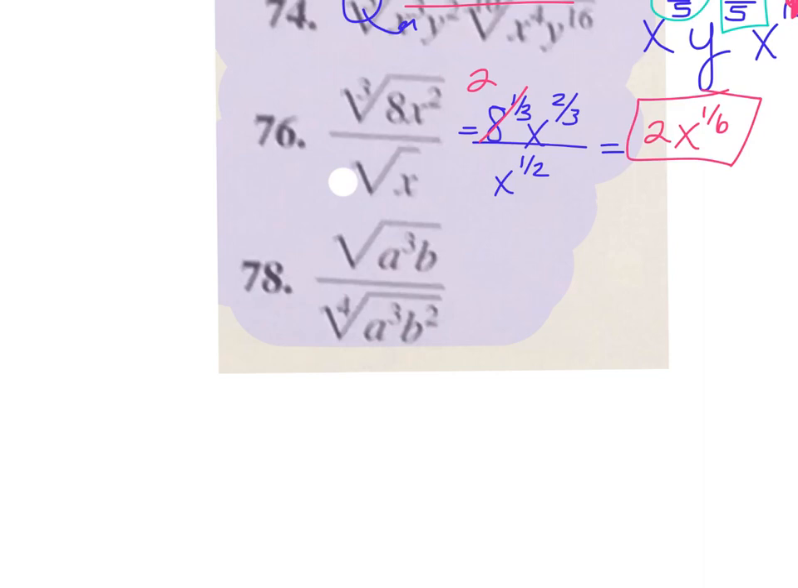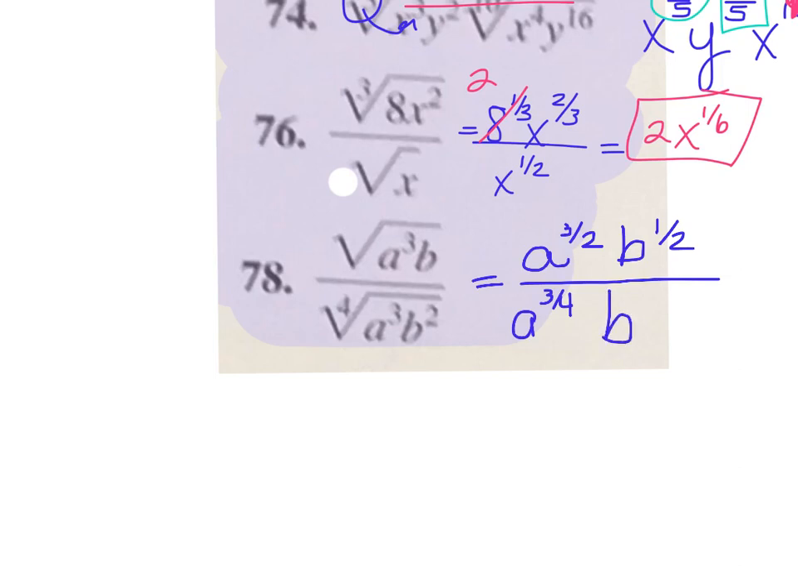What is the little index in front of 78 on the radical that I don't see? 1. Not 1. 2. So I can rewrite this as a to the 3 over 2, correct? b to the what? 1/2, 1 over 2. Good. What do I rewrite the bottom to be? a to the 3/4. Good. This is starting to sound better. And then b to the what?